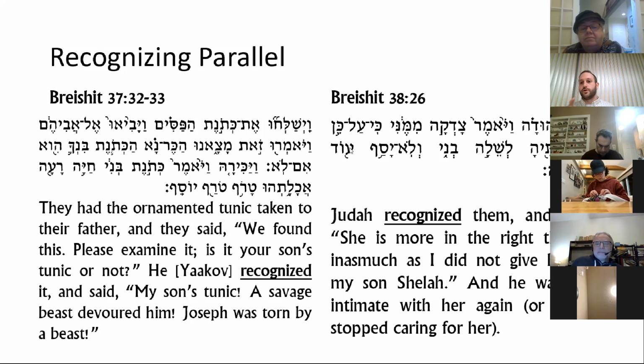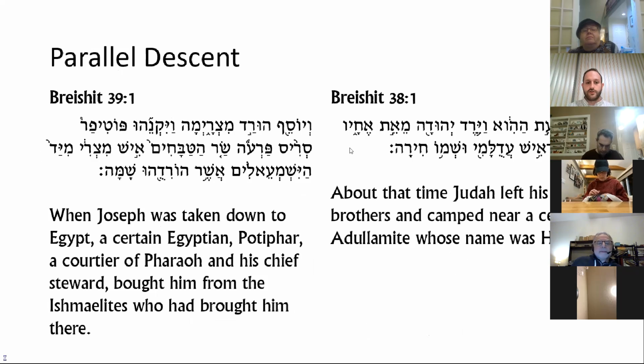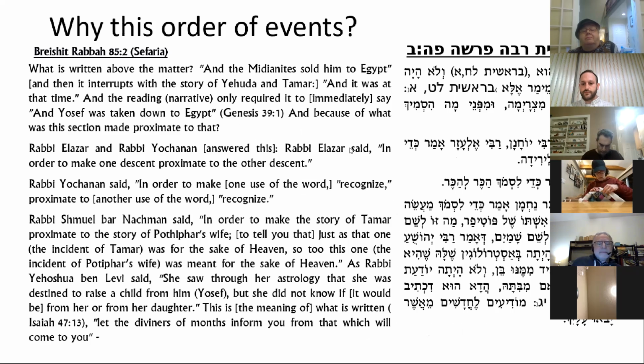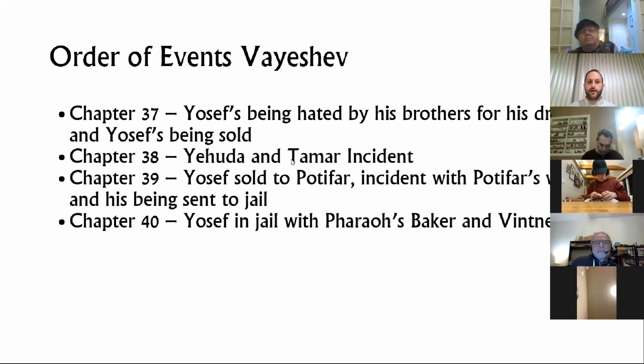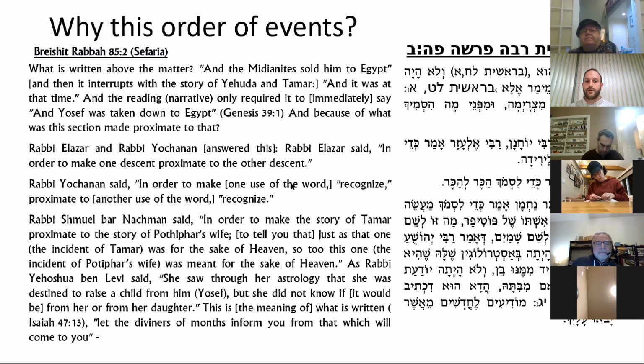The question is which part is compared to which, or you could even say both are meant to be seen. I would not very much agree with you if you said both are intended. But there's another option, another thing it could be compared to. You could compare Yehuda and Tamar not just to Yosef's sale, but also to Potiphar and Potiphar's wife, which is Shmuel bar Nachman's opinion.